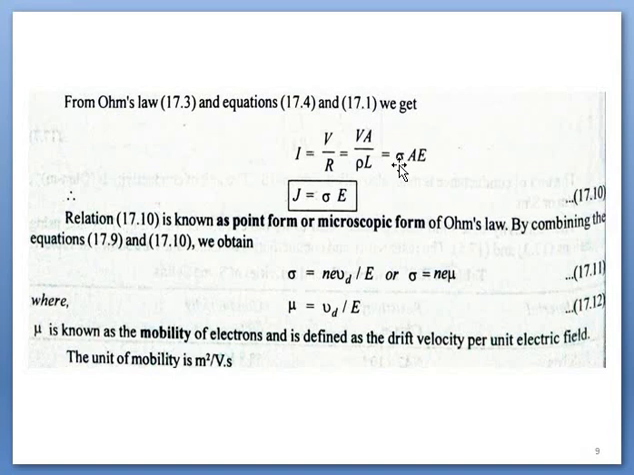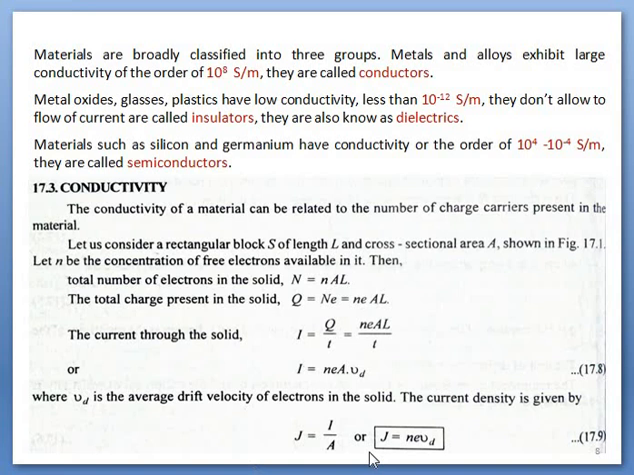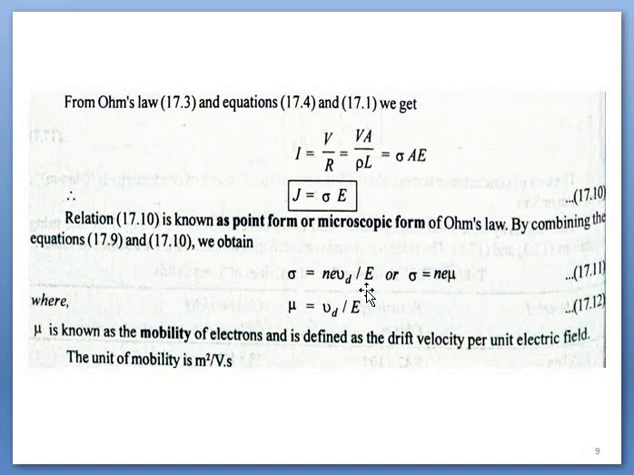Again A is divided on the left side, so we have I upon A, which is equal to J, and on the right side we have sigma E. So current density equals sigma E. By following Ohm's law and by following the concentration of charge carriers, we have J equals n e v_d. So by equating J equals sigma E and J equals n e v_d, we have this equation for sigma.